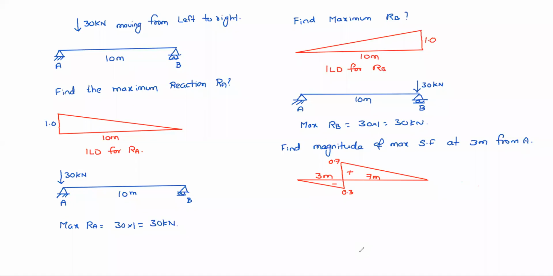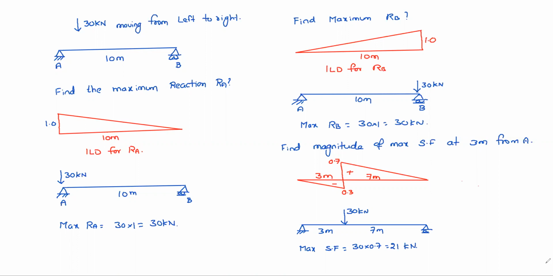So we need to keep the load at the maximum ordinate. Put that 30 kilonewtons just to the right of the section. So this is 3 meters, this is 7 meters. So maximum shear force is 30 into 0.7, that equals 21 kilonewtons, the maximum shear force.